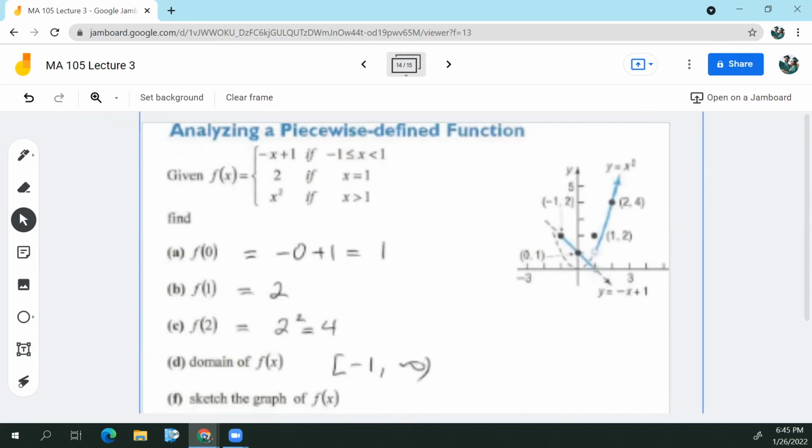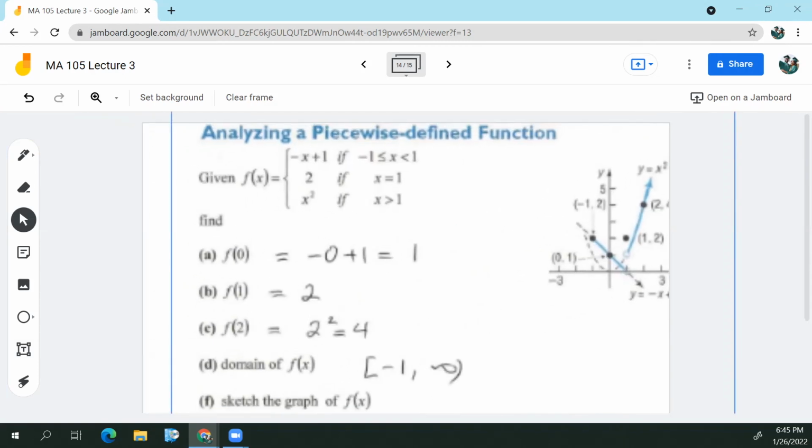So what you do to solve these is you look first at the interval, and that tells you what to do. So for example, if you want to figure out f of 0, it lies in this interval. So you would use 0, -0, +1. However, f of 2 lies in this interval. So we would use 2 squared. Do y'all see that? So determine what interval it's in first, then do what you need to do.